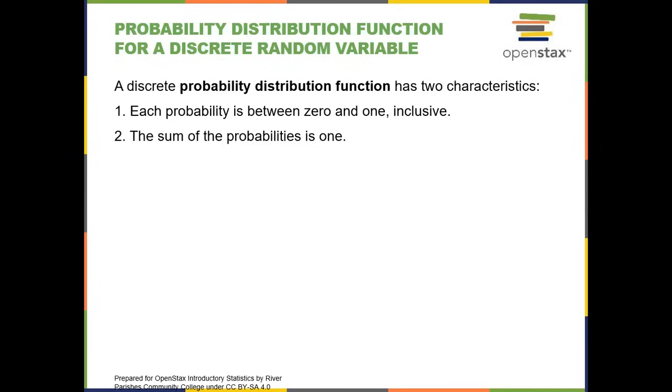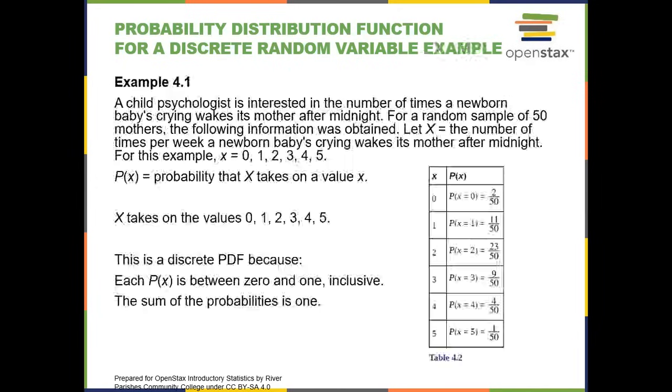So half plus half is 2 over 2, which is 1. The sum of the probabilities is equal to 1.